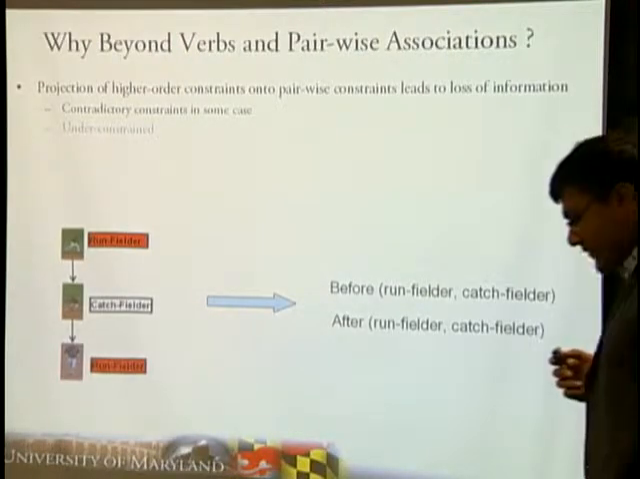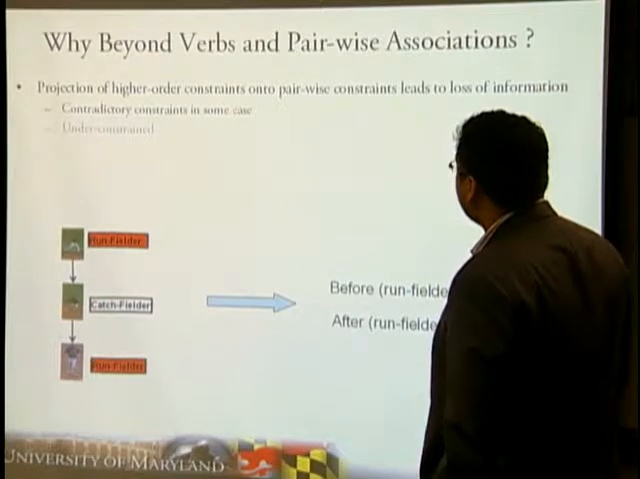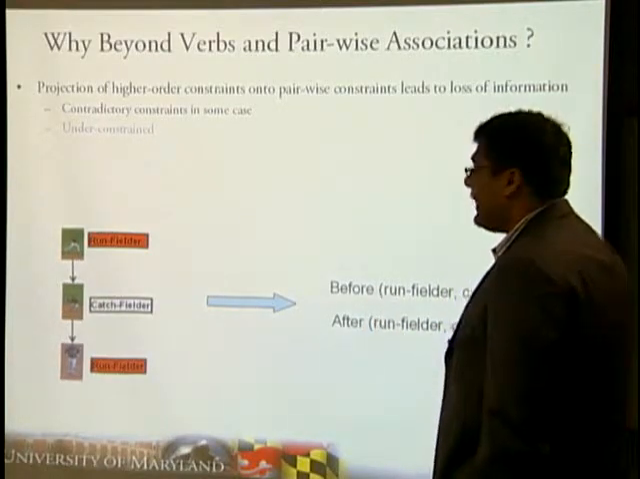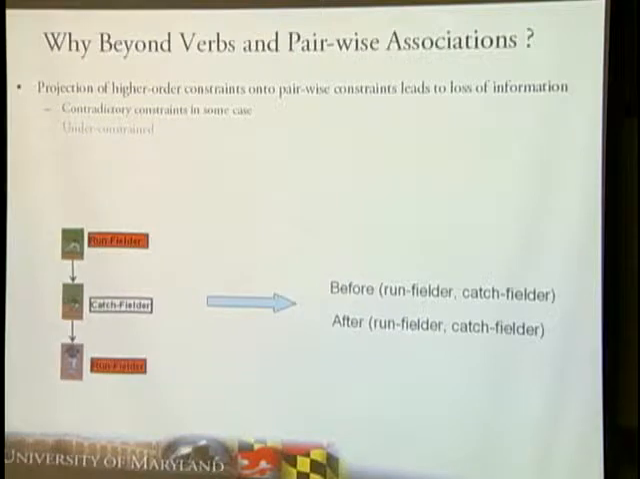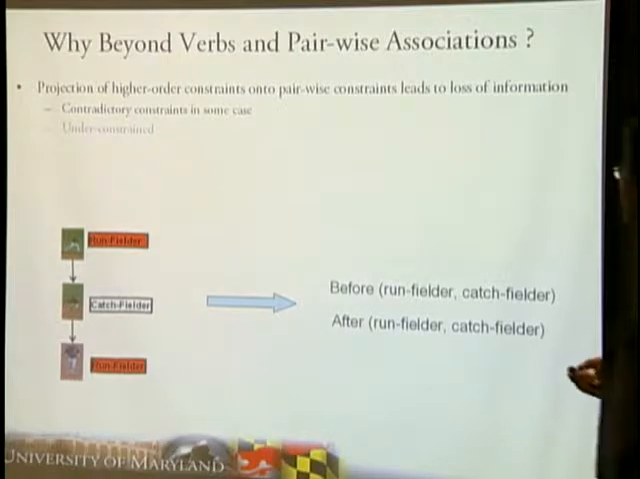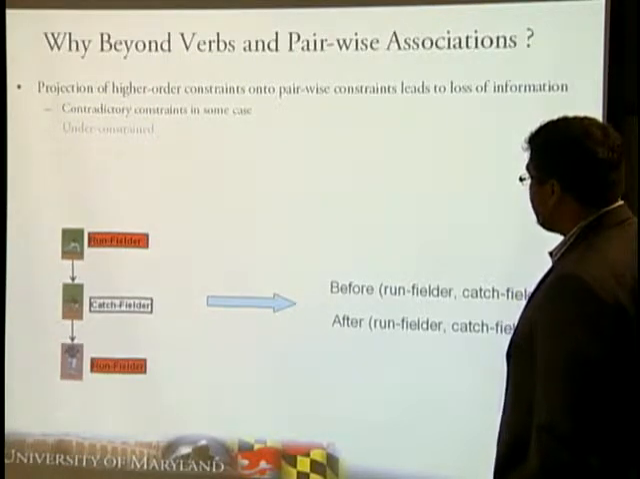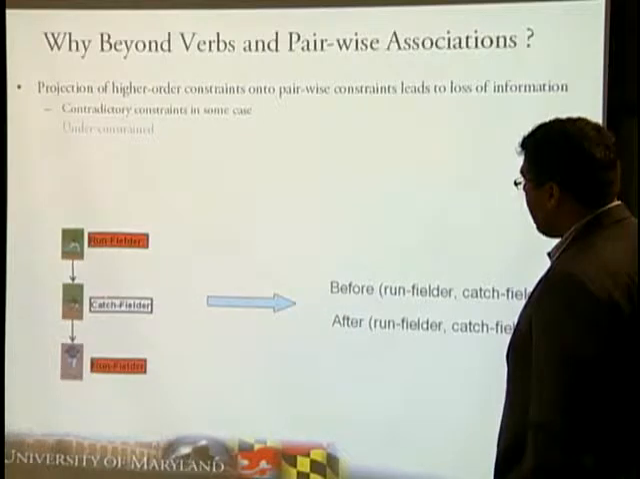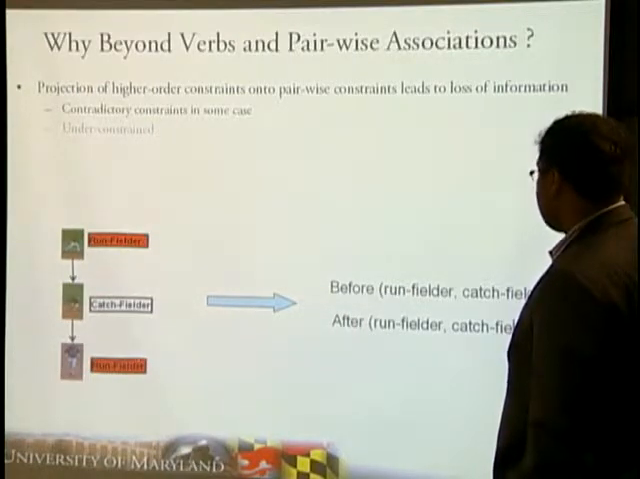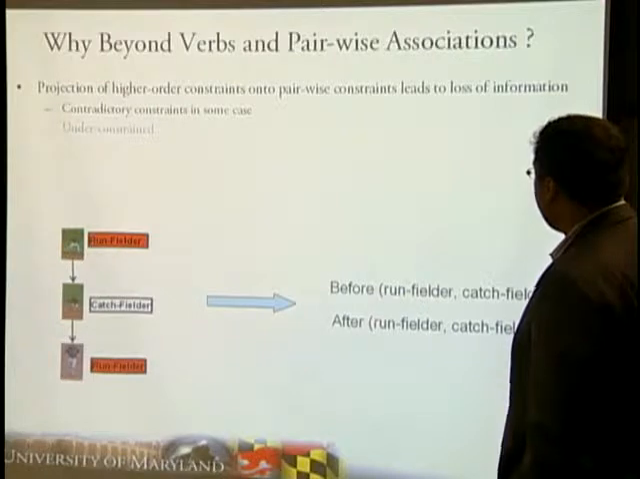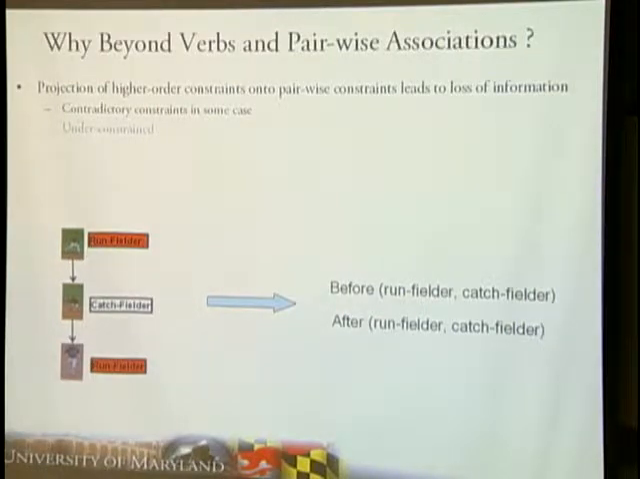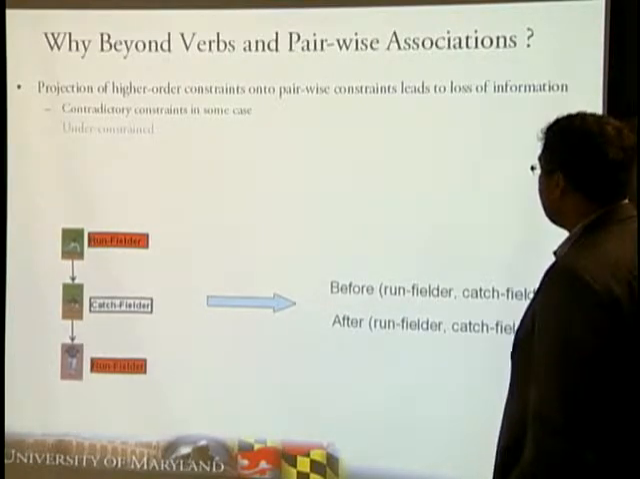So in the case of beyond verbs, what we did was we projected these higher order constraints onto pairwise constraints. And as expected, projection of higher order constraints onto pairwise constraints leads to loss of information. For example, if I try to project this part of a storyline where a fielder runs towards the ball, he catches the ball and he then runs towards the base, onto pairwise constraints represented by prepositions, I have the following two constraints. That is, the fielder runs before catching and the fielder runs after catching. As you can see, both these constraints are contradictory to each other and hence the loss of information.